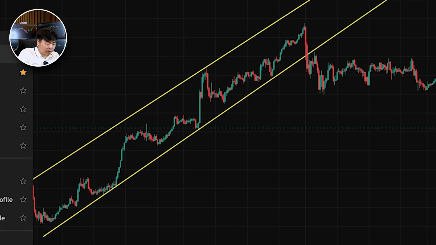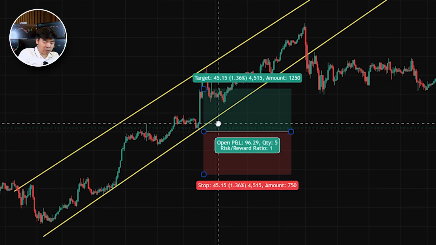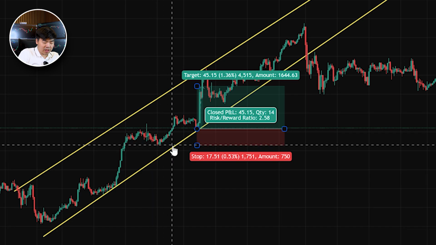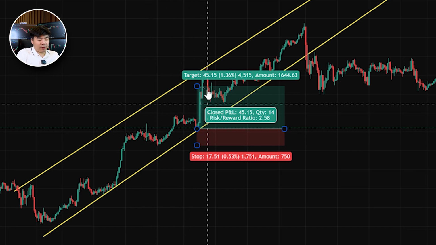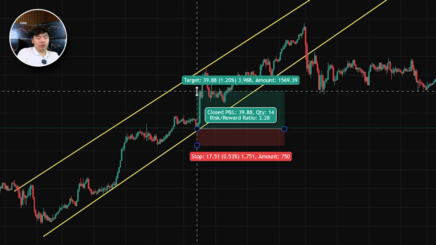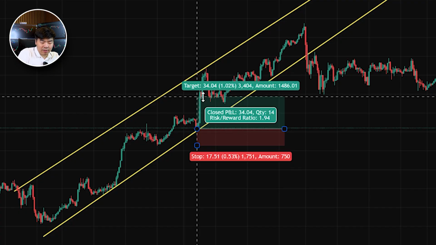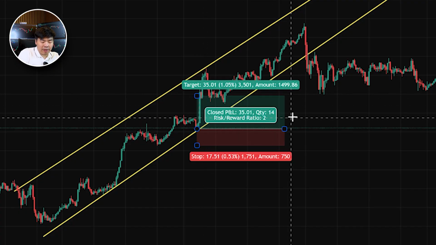So I'm going to show you here. You enter a buy position. You can just put the stop loss somewhere around here, this price level. After you find the stop loss, then you can calculate the ideal take profit price. Just multiply it by 2.